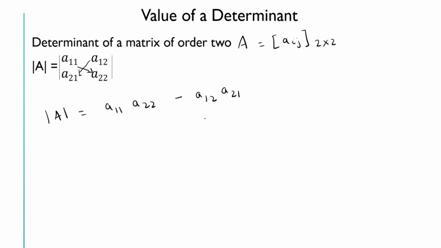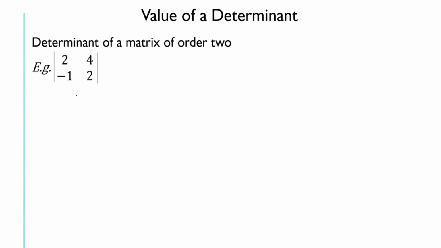Now we'll see an example. If we are given a matrix A and we have to find the determinant, then we can write this as determinant of A. If we are asked to find the value, then we can write this as delta. So the given determinant delta is equal to, here we have to multiply A11 A22 minus A12 into A21.